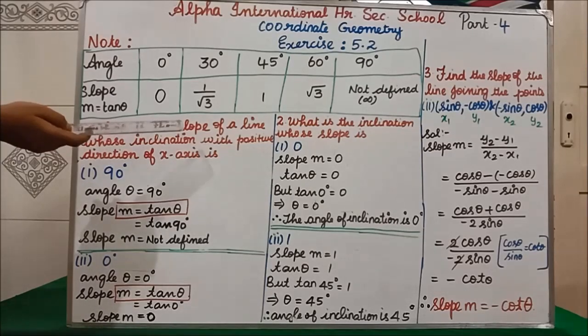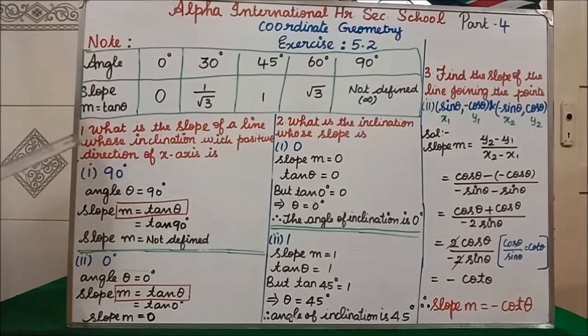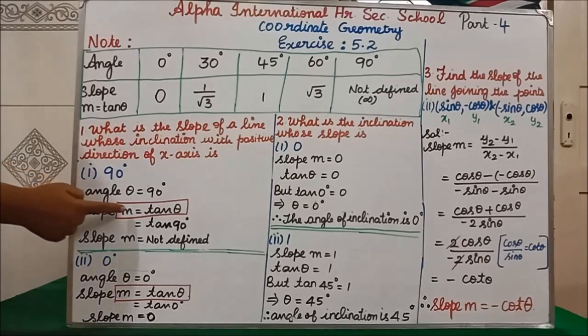What is the slope of a line whose inclination with the positive direction of x-axis is? In the first question we have two subdivisions. I have done both. In this question, what they are asking is the slope. I have told you before, slope means immediately you have to think what alphabet we use to represent slope. We represent the slope by small m. This is the slope of this line.